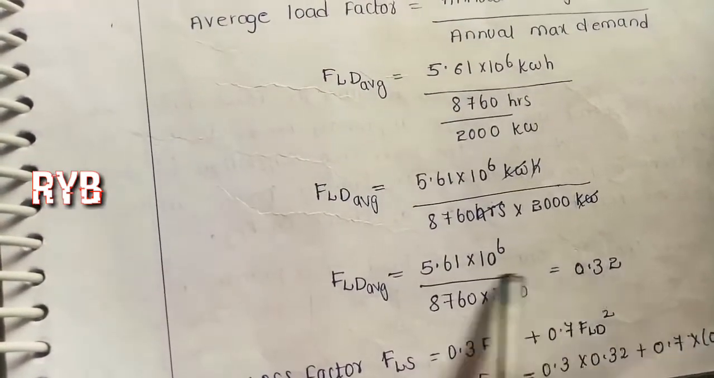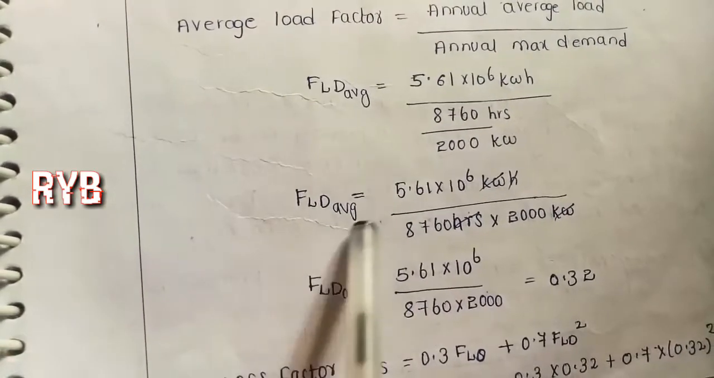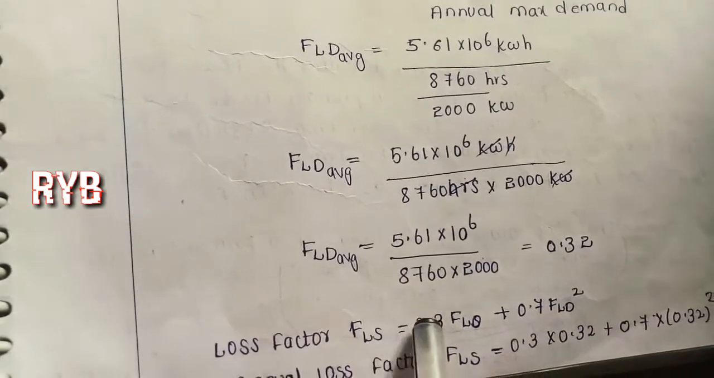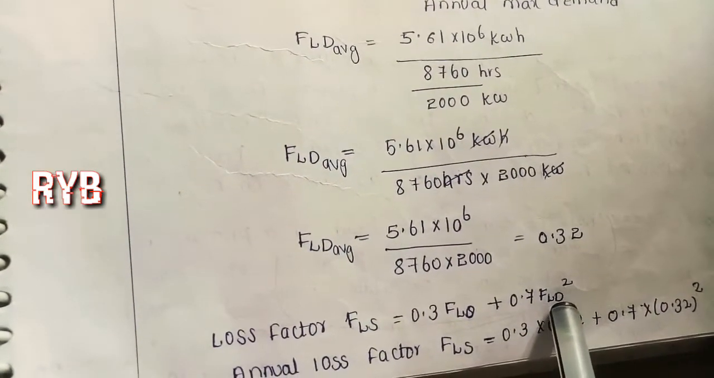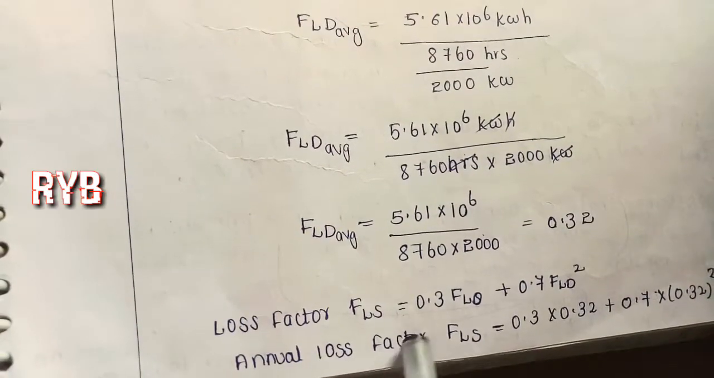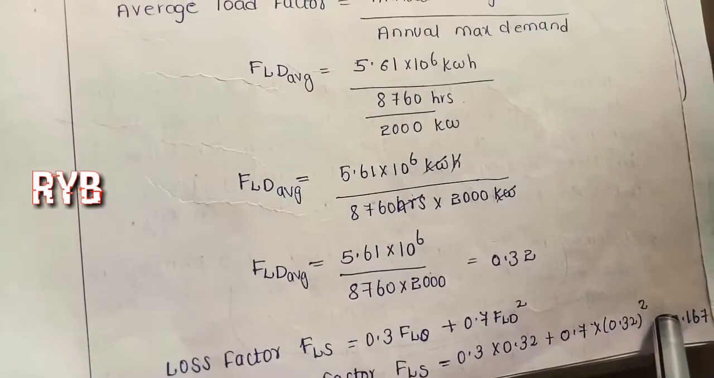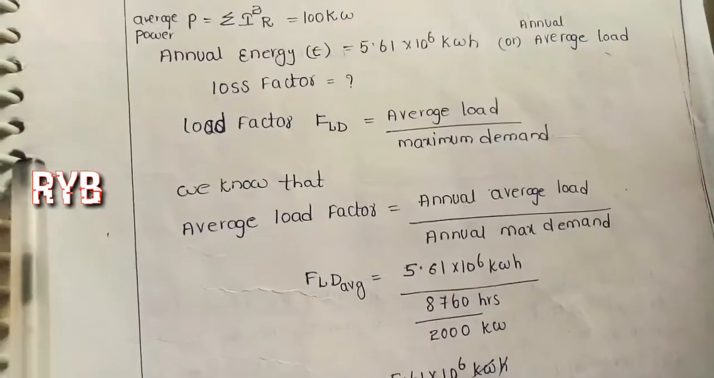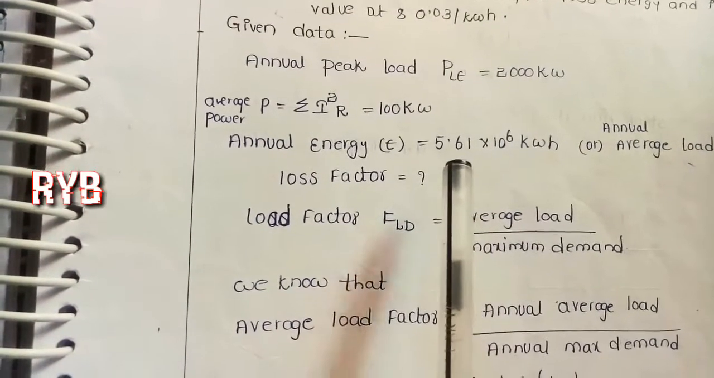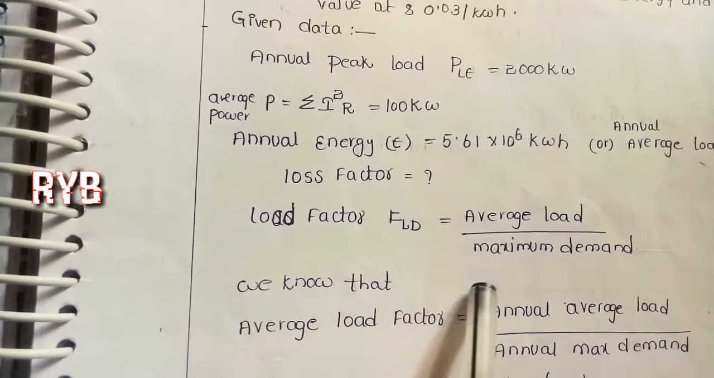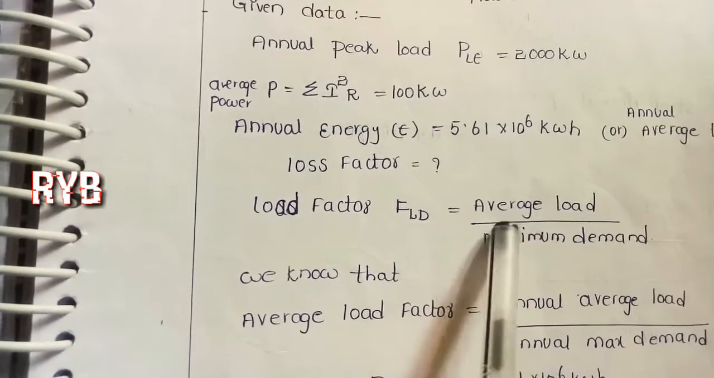That is 0.32. If you know the load factor, we can easily calculate the loss factor. The loss factor relationship is 0.3 times load factor plus 0.7 times load factor square. If you substitute this, you will get the annual loss factor as 0.167. It is very simple. The formula we have to remember for the annual load factor is annual average load divided by maximum demand. That is the ratio we have to consider.